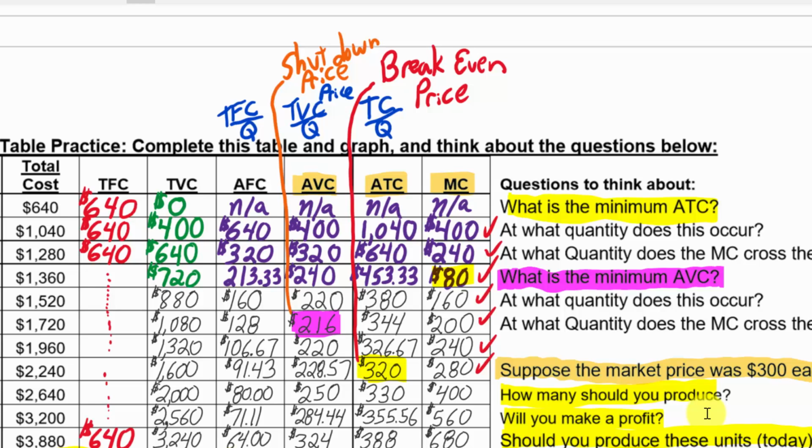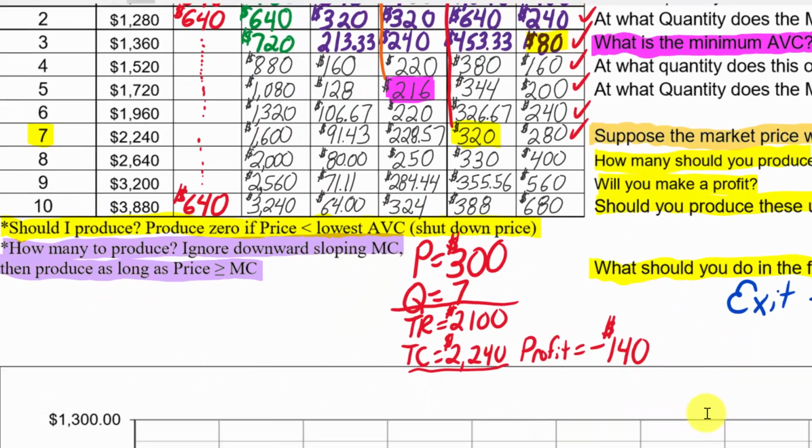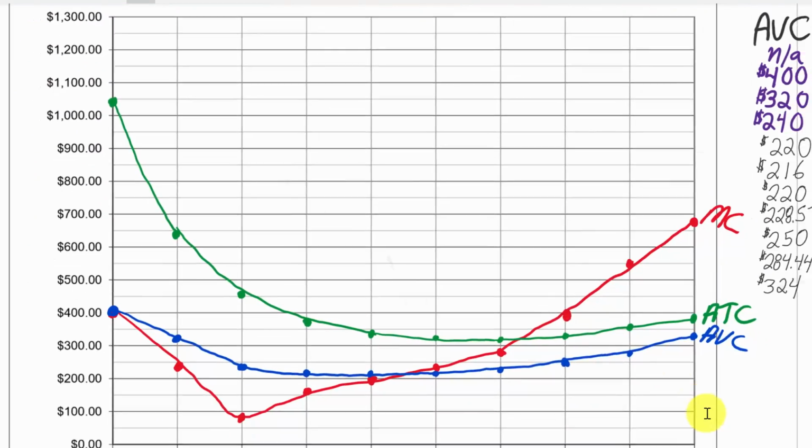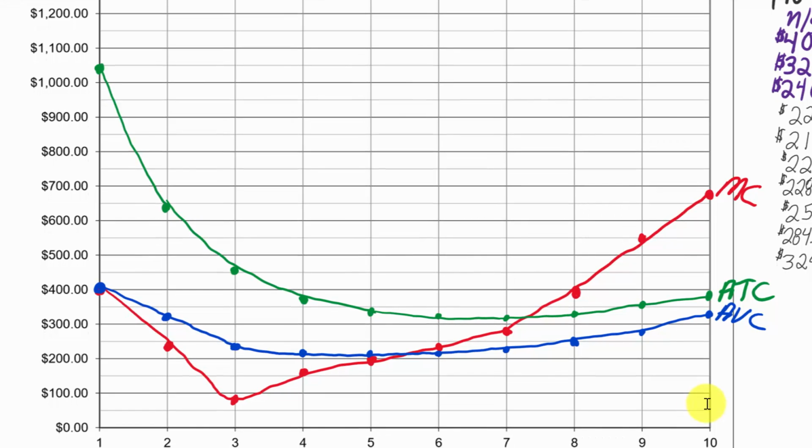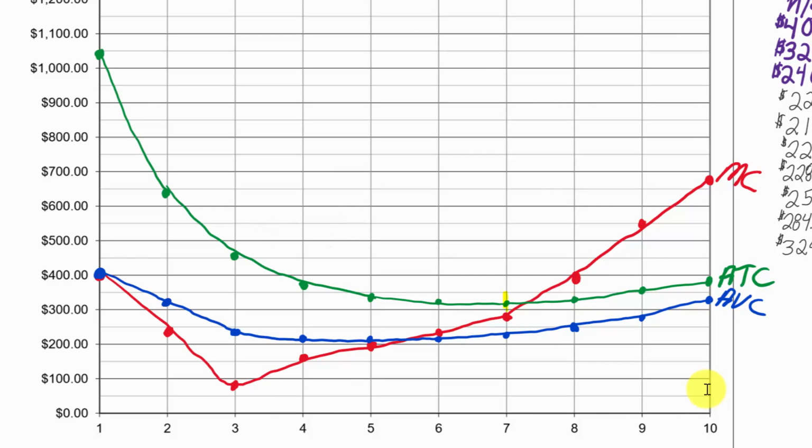And I want us to think real quickly about why these things are where they are in the table and why they are where they are on the graph. Let's look at the graph. I think it's a little bit easier to see this in the graph instead of looking at the table. The minimum average total cost occurs at 7 units. So let's highlight that right here. And the minimum average variable cost occurs at 5 units right here.